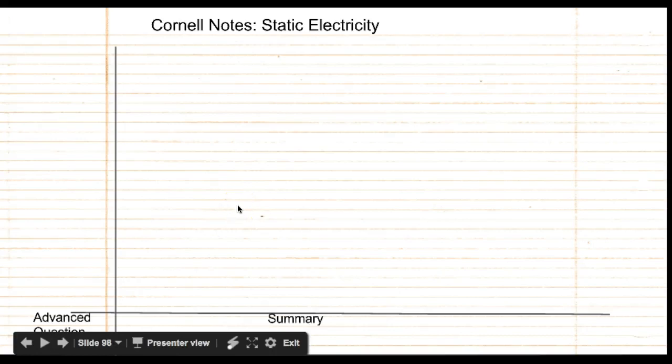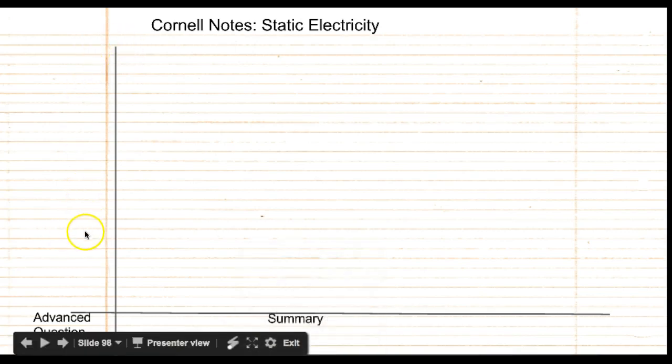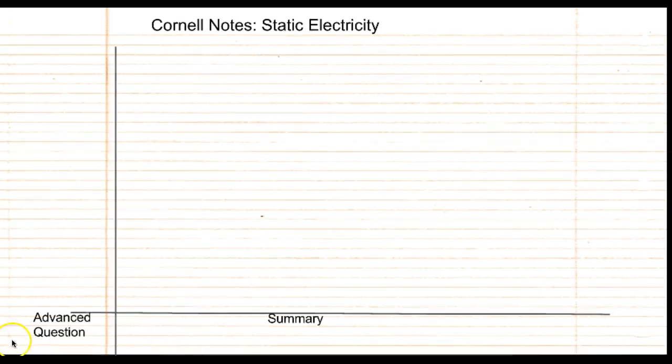Hello students, today you're going to take Cornell Notes on static electricity. Go ahead and set up your notebook into the Cornell Note style. Just like any video, if it's going too fast, stop it and rewind it. And you make your questions on the left, and then the summary and an advanced question.